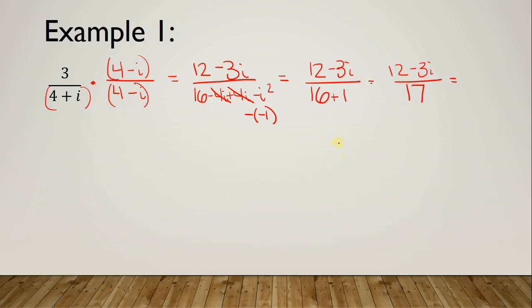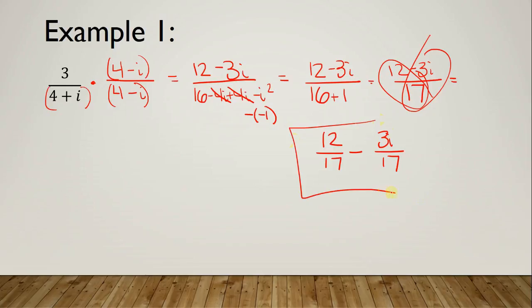Now, to make it so it's in the form of a plus bi, I'm going to go 12 over 17 minus 3i over 17. Basically just taking this 17 and splitting it into its two separate pieces, so it's easier to see the real and the imaginary piece.